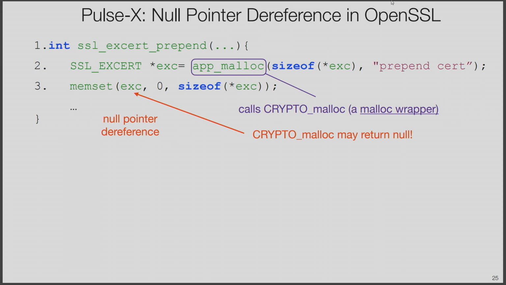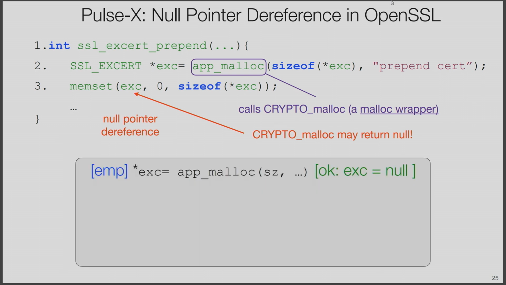Simple as that. So obviously, we came up with a specification for appmalloc saying that you don't need any resources to begin with, and afterwards it's possible to get null, because remember, this is about reachability rather than every execution path.